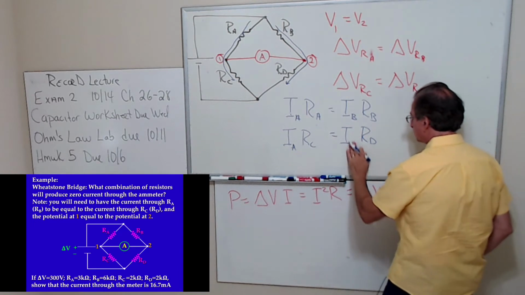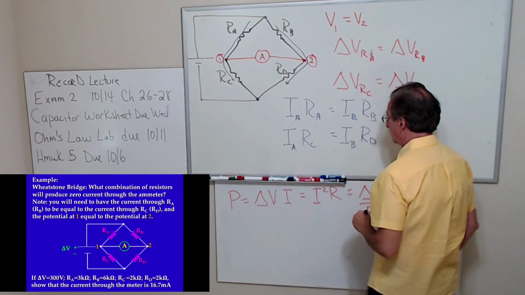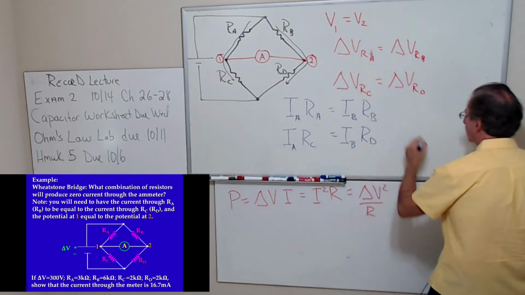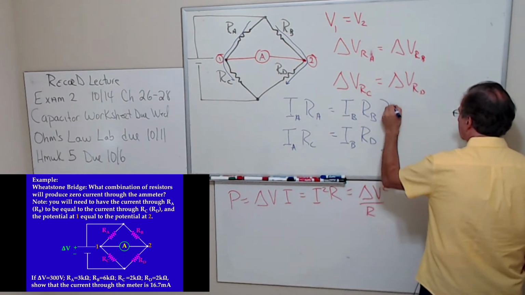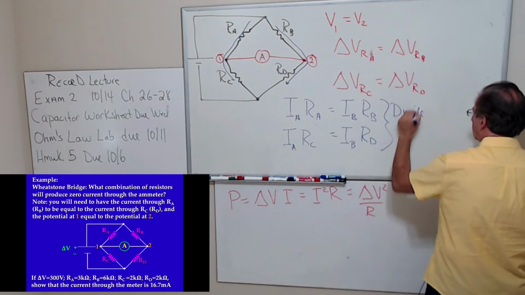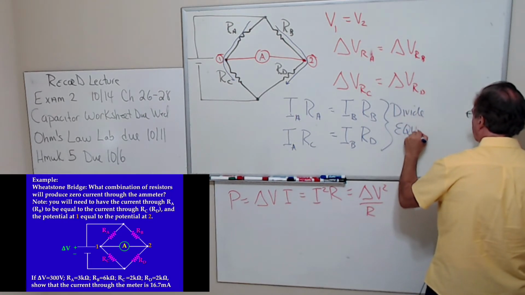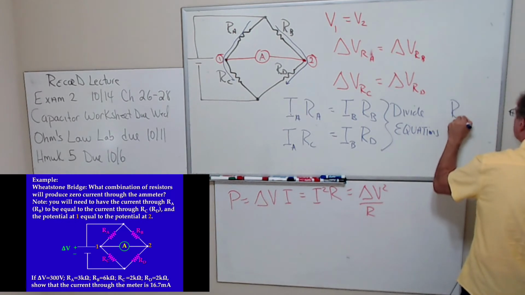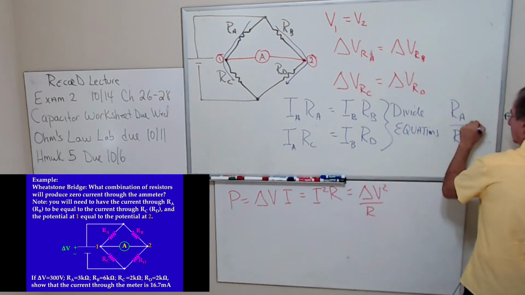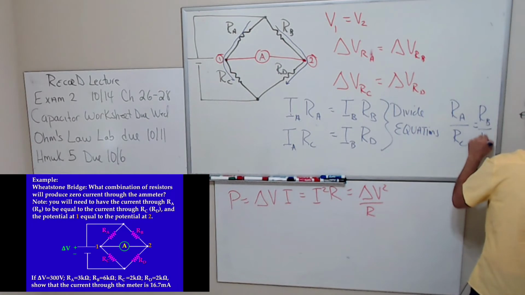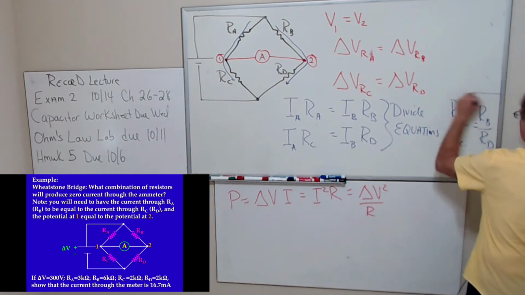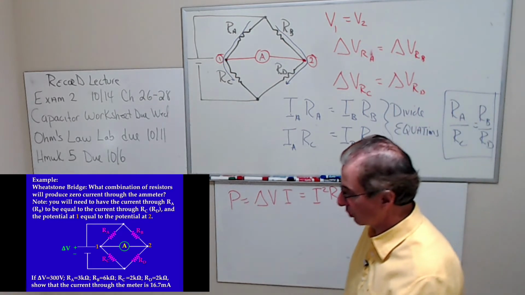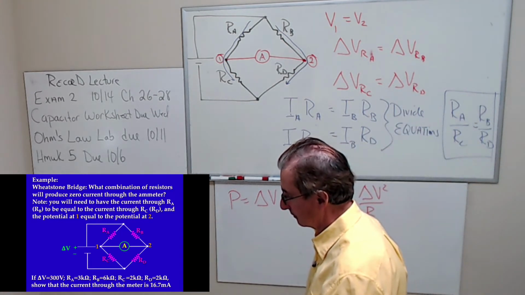So that means this is IB. What if I divide the equations? If I divide the equations, I get R sub A over R sub C equals R sub B over R sub D. That must be the condition on the resistors so that no current goes through the ammeter.